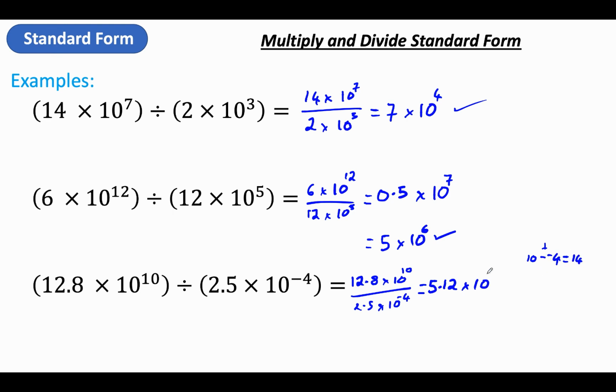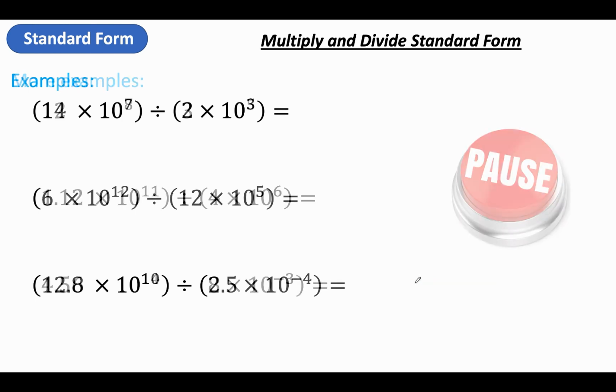So watch out for those negative powers. Remember to just use your ordinary rules about the signs there. If the signs are the same, it's positive. If the signs are opposite, so plus and minus, it becomes a minus. It is in standard form already. So job done. So divide the decimal parts and then subtract the powers.